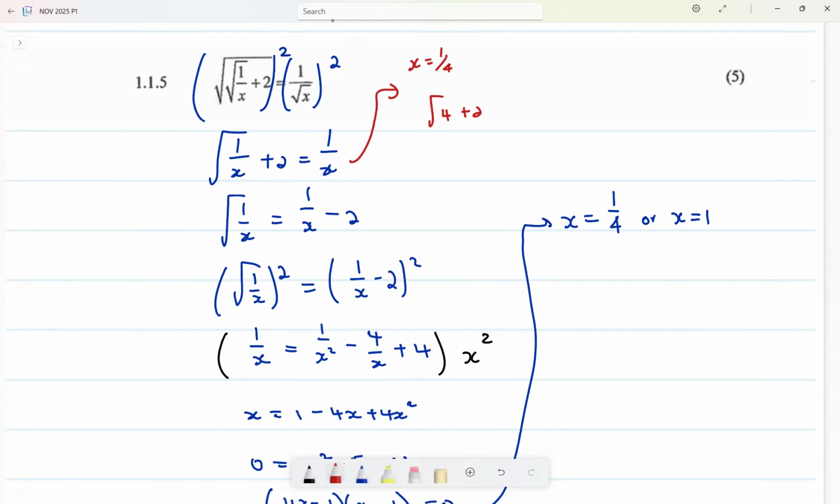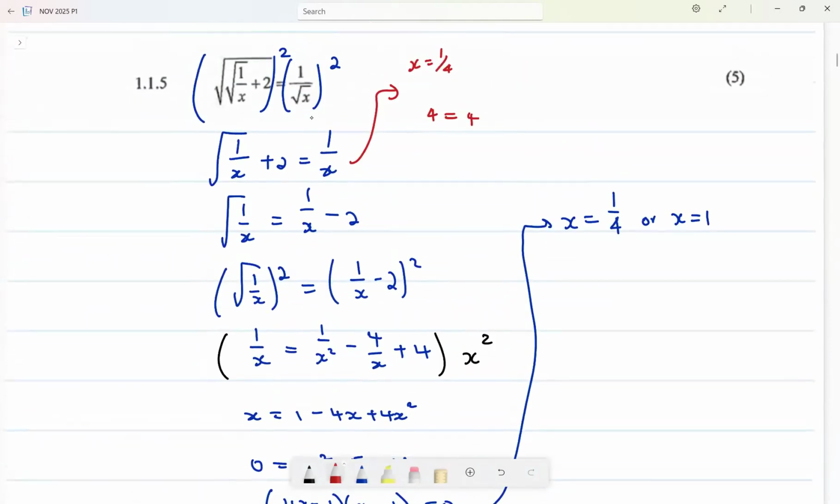Okay, I want to confirm something. When x is equal to 1 divided by 4, it's going to be the square root of 1 divided by 1 divided by 4, which is 0.25, plus 2. So it gives me 4 on the left-hand side. Let's check the right-hand side: 1 divided by 0.25. It gives me also 4.